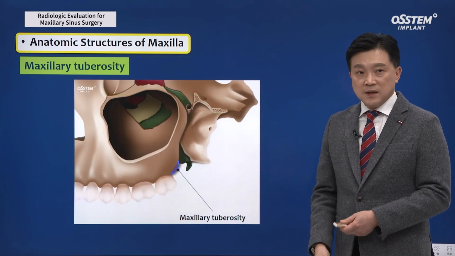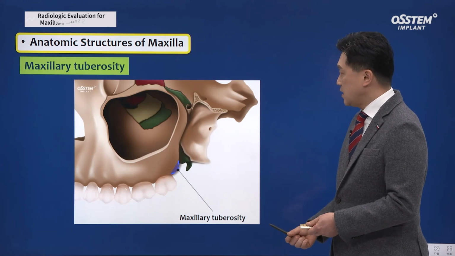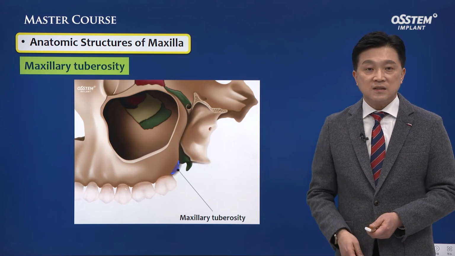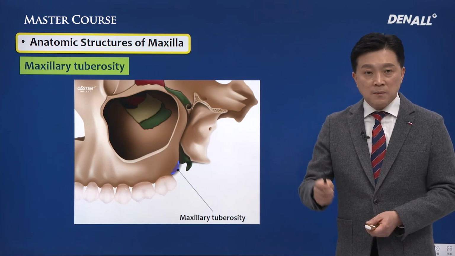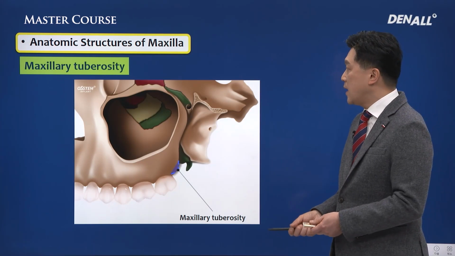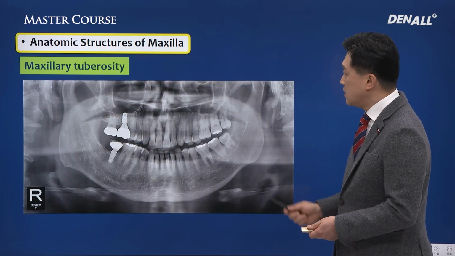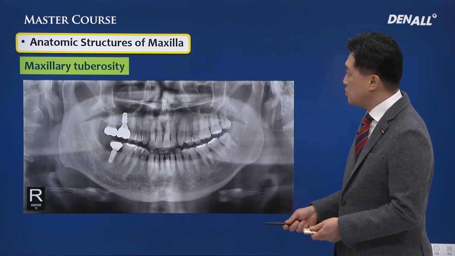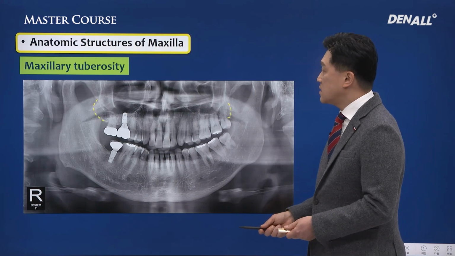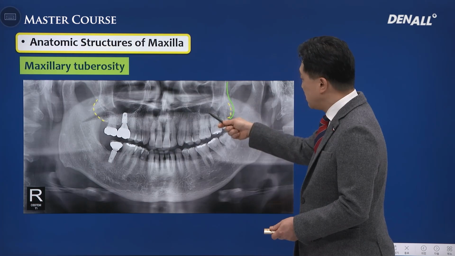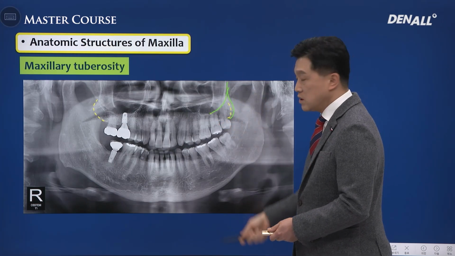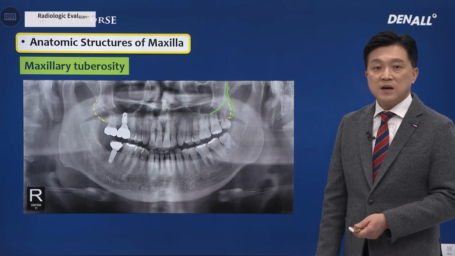Next is the maxillary tuberosity. The reason why we need to detect it is because in this area, we can check the posterior margin of the sinus. In this panoramic image, the maxillary tuberosity is as shown. There's an area that goes up, and we can also see the posterior structure of the maxillary sinus accurately.